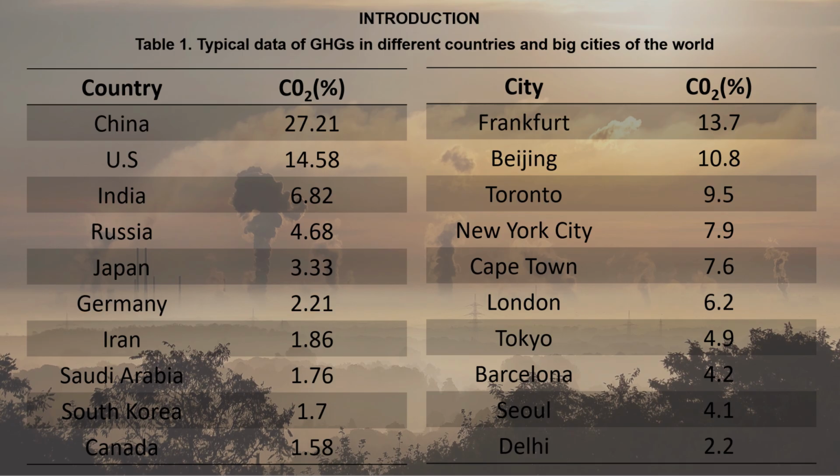As far as the cities are concerned, you can see the CO2 emissions from different cities. The first one is Frankfurt, in USA, contributing 13.7%, and Beijing 10.8%, Toronto 9.5%, New York City 7.9%, Cape Town 7.6%, London 6.2%, Tokyo 4.9%, and if you talk about Delhi, we are contributing 2.2% in terms of the cities in different countries.